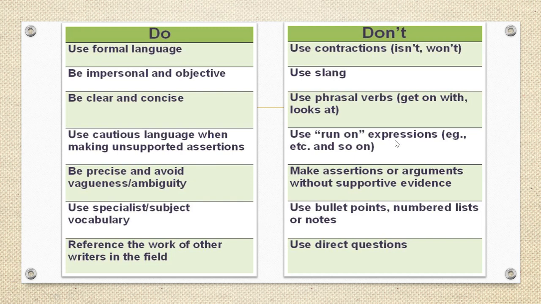Do not use run-on expressions. Run-on expressions means where you are not sure, for example, when you are listing something: they brought this, and so on. No, this 'and so on' and 'etc.' are not academic writing words. You should be sure. Etc. means that you are not sure. So that can be allowed in other kinds of writing, or when you write something informal, but not in academic situations.